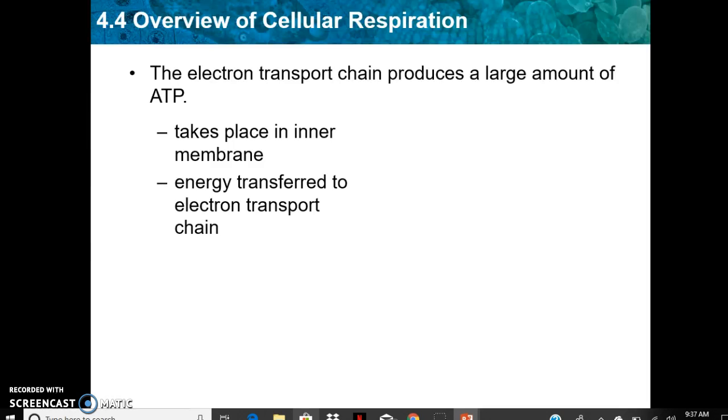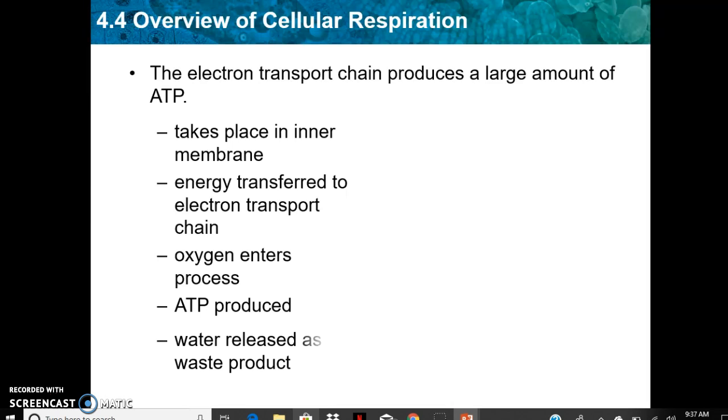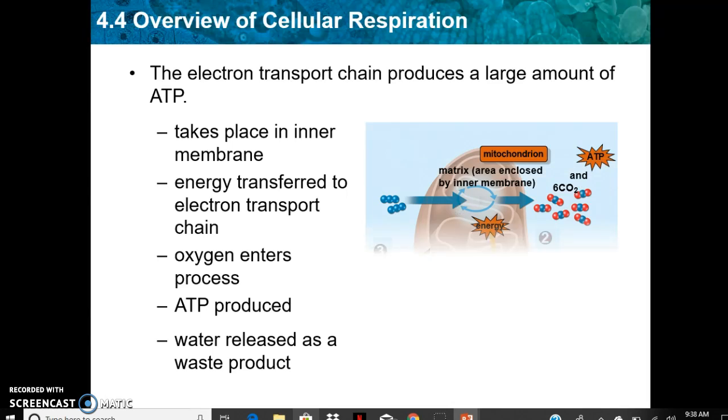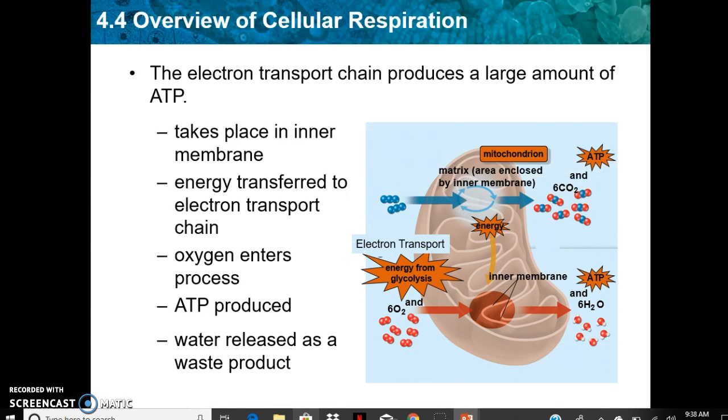Energy is going to be transferred into the electron transport chain. So again, that energy is going to enter into the chain. It's going to excite these electrons. They're all excited. They want to move around, and they become very energized. Oxygen also is going to enter into this process, and ATP is going to be produced. Again, water is released as one of the waste products. We already talked about that in the last section. This is just that same diagram again that we saw in the last slide.